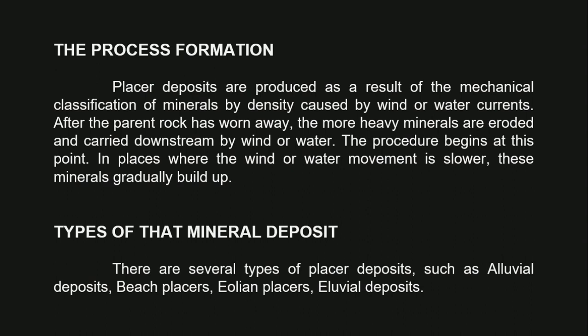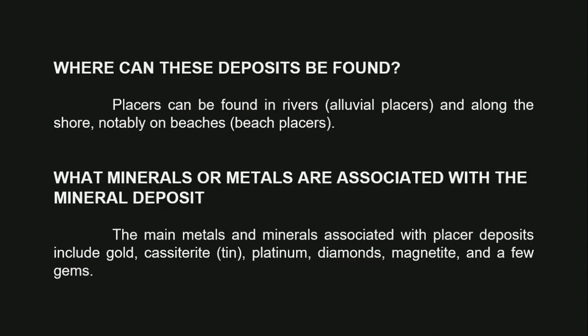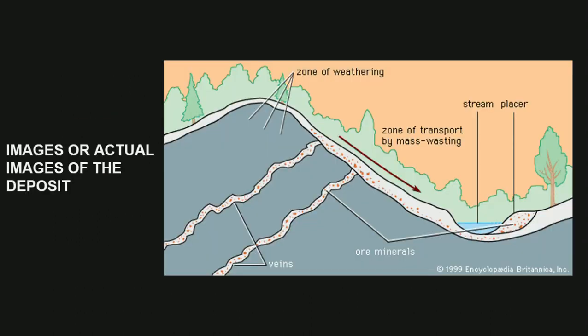So there are several types of placer deposits, such as alluvial placers and beach placers. This deposit can be found in rivers, which are the alluvial placers, and along the shore, notably on beaches, which are the beach placers. The main metals and minerals associated with placer deposits include gold, cassiterite, platinum, diamonds, magnetite, and a few gems. So, here are the images of placer deposits.